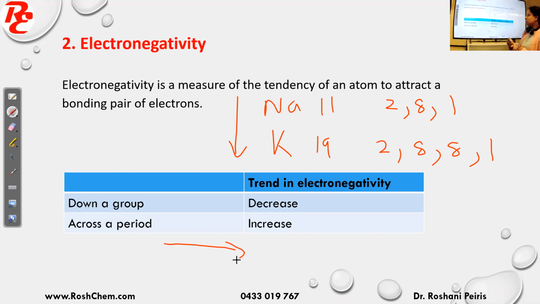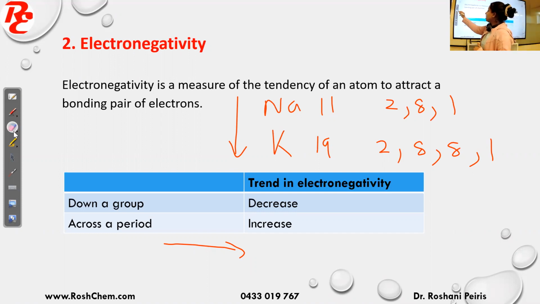So what happens is we know that now we just discussed the core charge. I just said core charge is increasing when you go across, therefore the electronegativity will also increase. Why? The core charge being higher means the nucleus attracting power is higher. So the bonding pair of electrons will be attracted towards the nucleus, therefore the electronegativity will be higher. Right? When you go across the period, the electronegativity will increase.